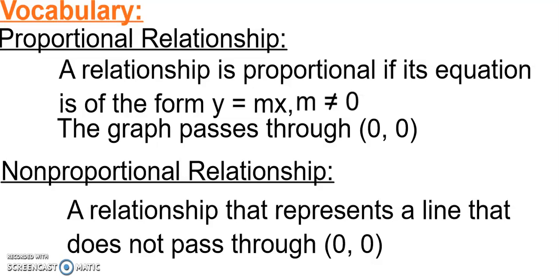A proportional relationship is a relationship if the equation is in the form y equals mx, where m cannot be equal to 0. And this should look familiar to you because this was our direct variation equation. And when we did that, we learned that the direct variation graph always passes through 0, 0. Okay? So basically, proportional means that the graph passes through 0, 0. A non-proportional relationship is a relationship that represents a line that does not pass through 0, 0. So this one does not pass through 0, 0.